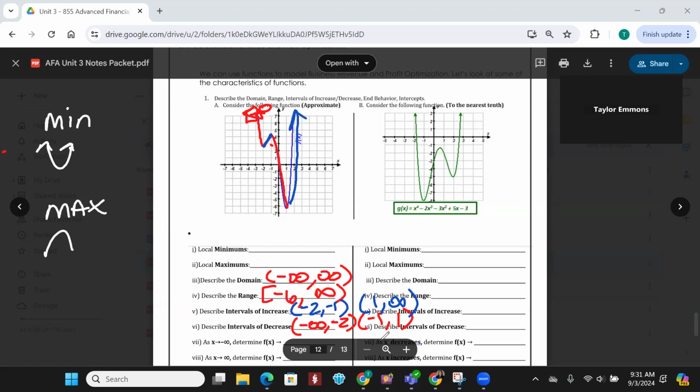Now, the next one is end behavior. It is either going to be both of the ends are facing up, so both of these are going to be increasing or positive infinity, or both of them are going to be facing downwards. You got 2 options, infinity or negative infinity. On this one, is it going up to positive infinity or down to negative infinity? Going up to positive infinity on both sides.